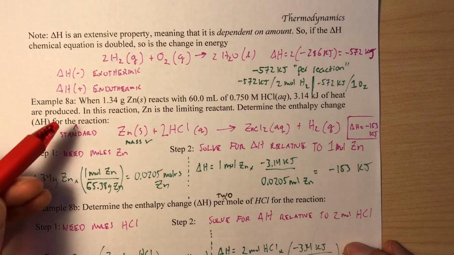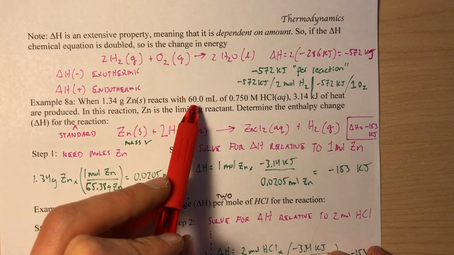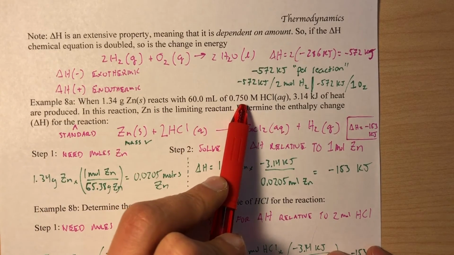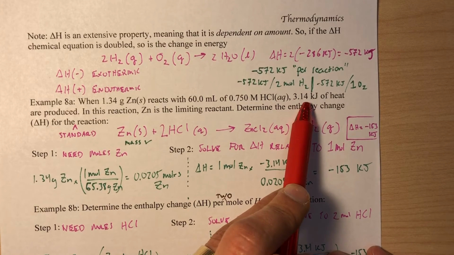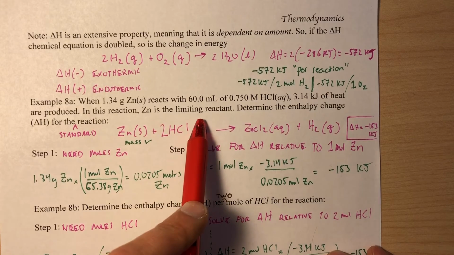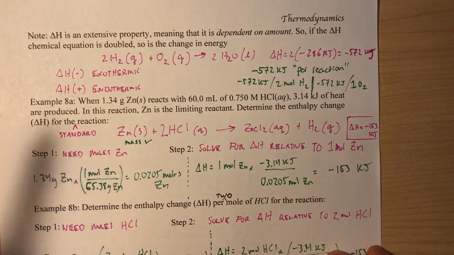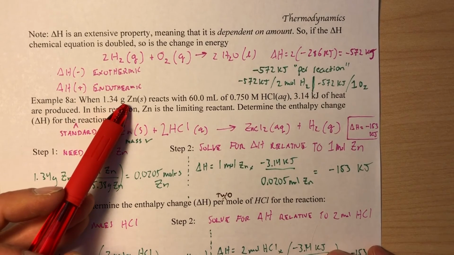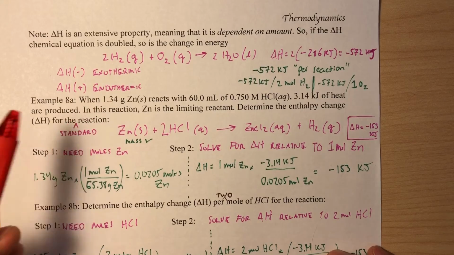In example 8a, we have a situation where 1.34 grams of zinc solid is reacting with 60 mL of 0.750 molar HCl. 3.14 kilojoules of heat are produced. In this reaction, zinc is the limiting reagent. Determine the enthalpy change for the reaction. So we're going to do everything in terms of moles of zinc because zinc is the limiting reagent.